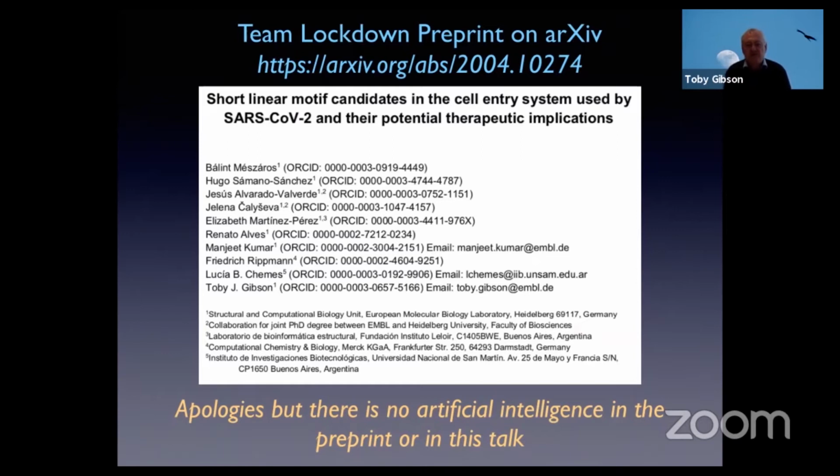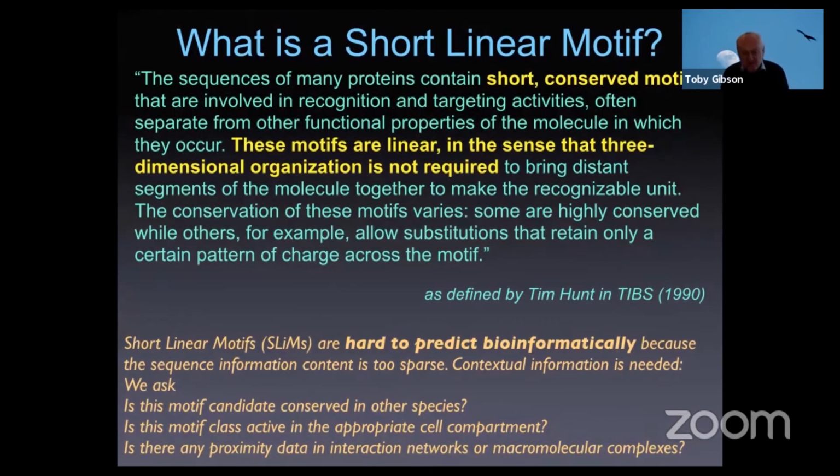So what is a short linear motif? Tim Hunt, 30 years ago, started to see them in cell cycle proteins and defined them as these motifs are linear in the sense that three-dimensional organization is not required. So they're such short pieces of sequence, they don't fold by themselves. The information content is extremely sparse in the sequences, and that means it's hard for us to predict them bioinformatically.